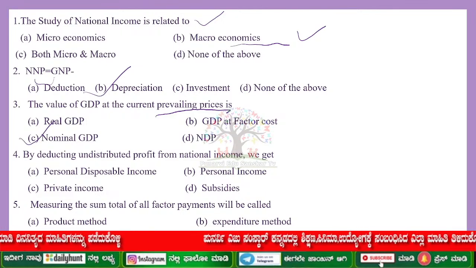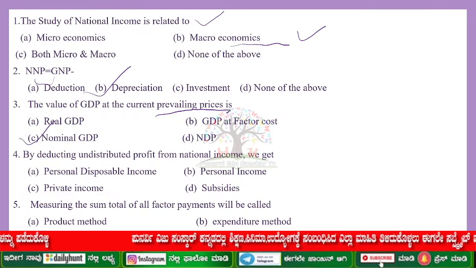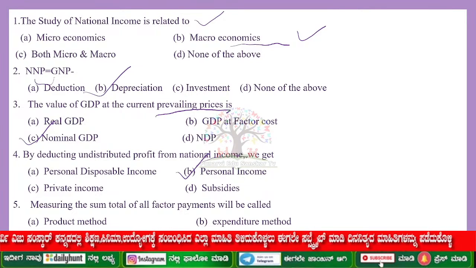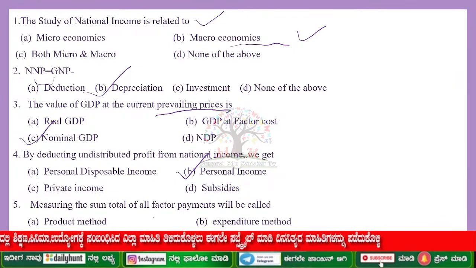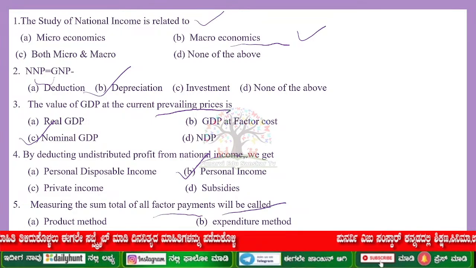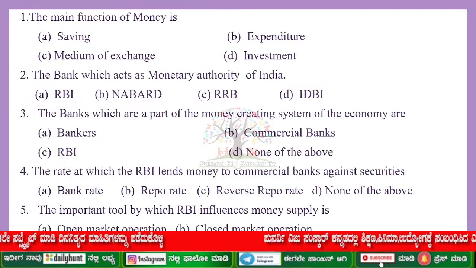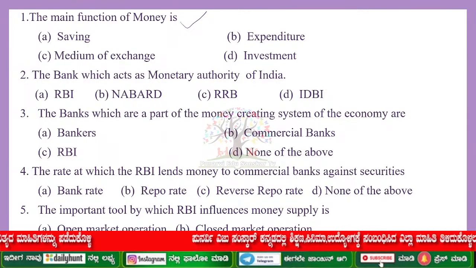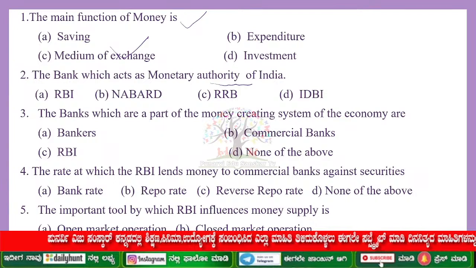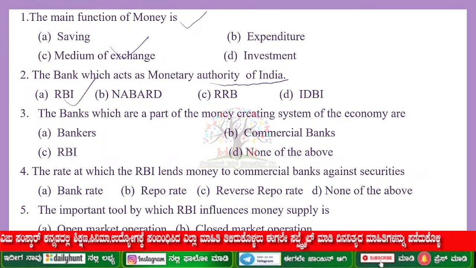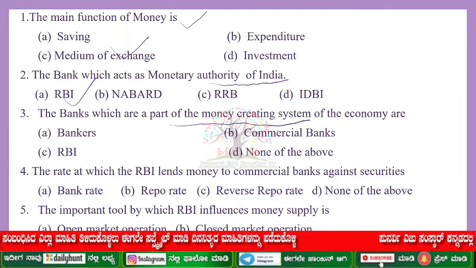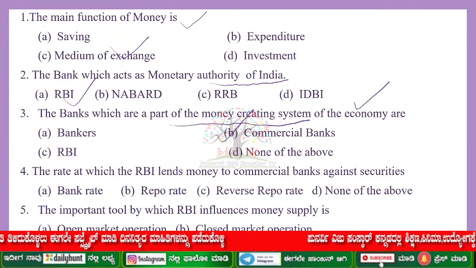By deducting undistributed profit from national income, we get personal income. Measuring the sum total of all factor payments, factor income, will be called the income method. The main function of money is medium of exchange. The bank which acts as the monetary authority of India is RBI. Banks which are part of the money creating system of the economy are commercial banks.